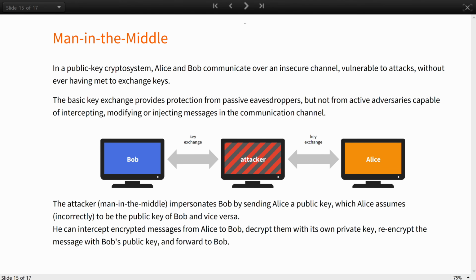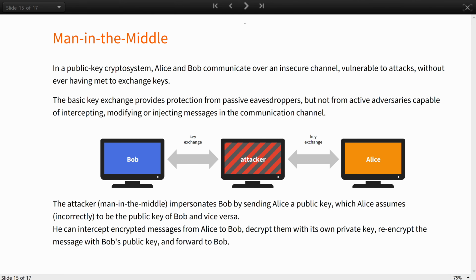In a public key cryptosystem, Alice and Bob communicate over an insecure channel, vulnerable to attacks, without ever having met to exchange keys. The basic asymmetric key exchange with RSA or Diffie-Hellman protocols provides protection from passive eavesdroppers, but not from an active adversary capable of intercepting, modifying, or injecting messages into the communication channel. Neither Alice nor Bob has assurances that the other party actually owns the private part of the public key they claim to own, or has not been manipulated by malicious entities in the middle.